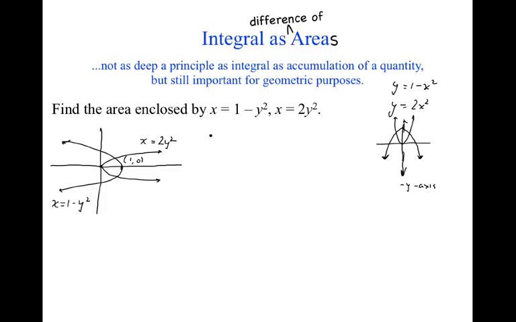Okay, so we need to find this area. It doesn't specify how we do it, so we want to think, do we want to use vertical strips or do we want to use horizontal strips to make our life the easiest? Vertical strips or horizontal? What do you think? Good question, sure.